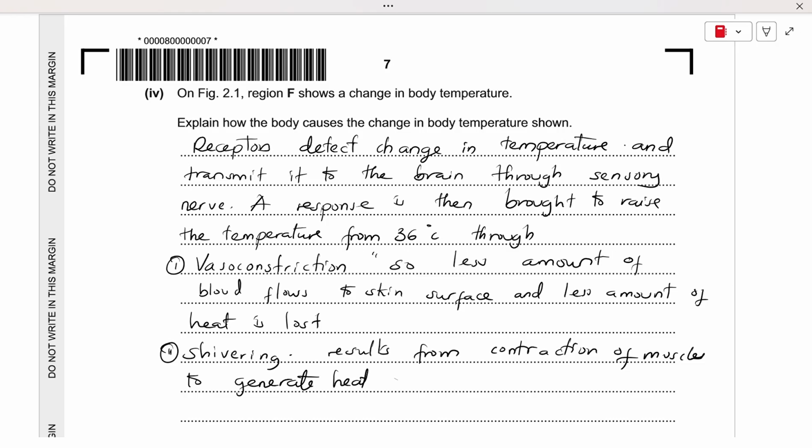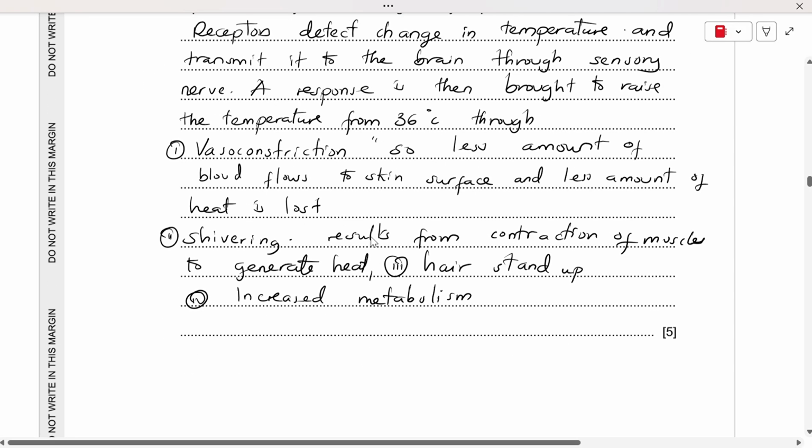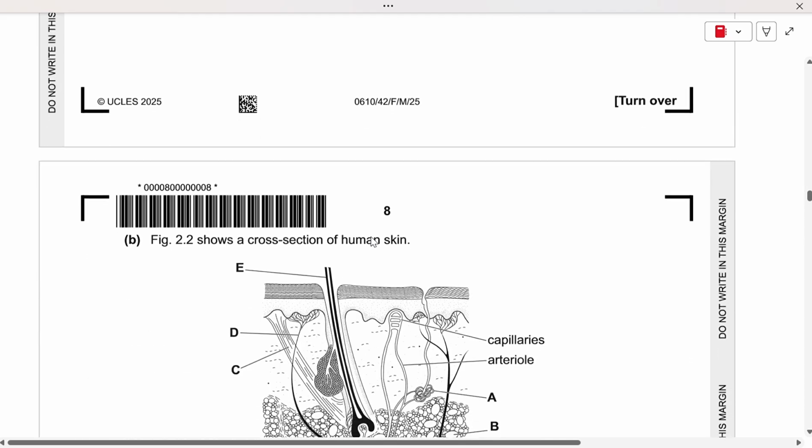Then apart from that, we'll have increased rate of metabolism. All right, and we'll have the hair erector muscles stand up, the hair stand up. So here I will say another thing is hair stands up so as to trap the heat that is being lost. Another thing that is going to appear here is increased metabolism so that more heat is produced within the body. All right, those are the things that will take place.